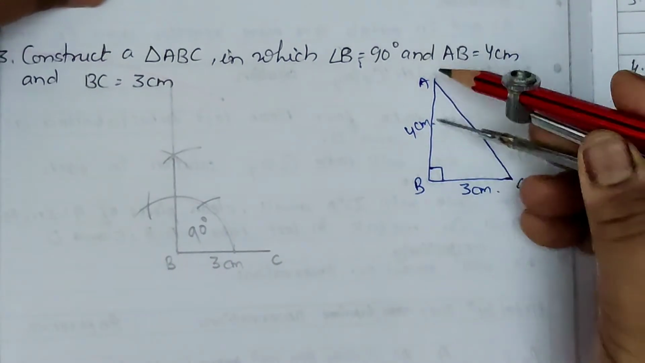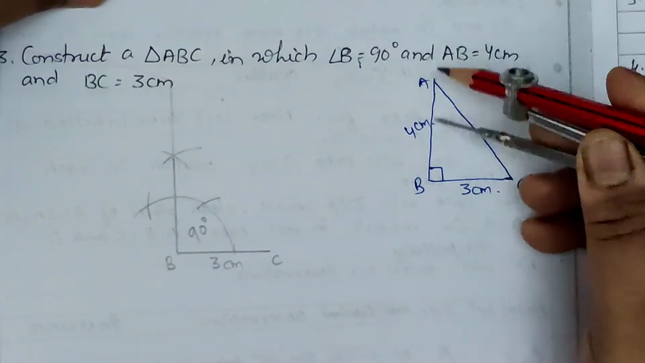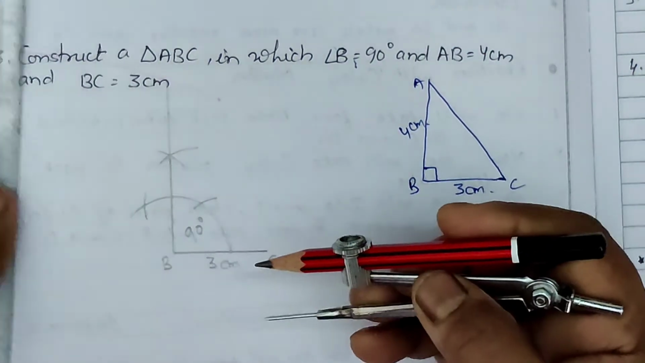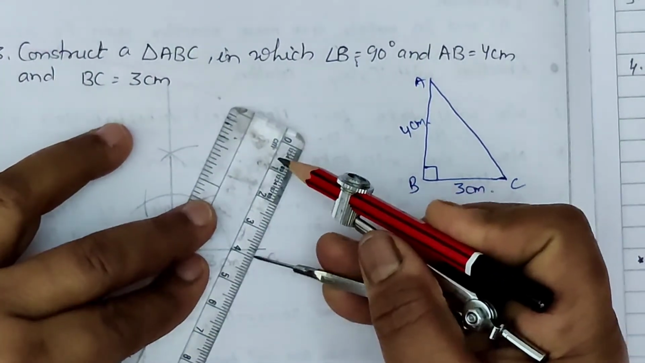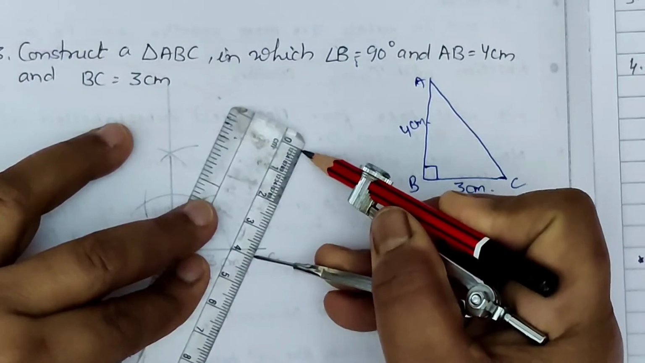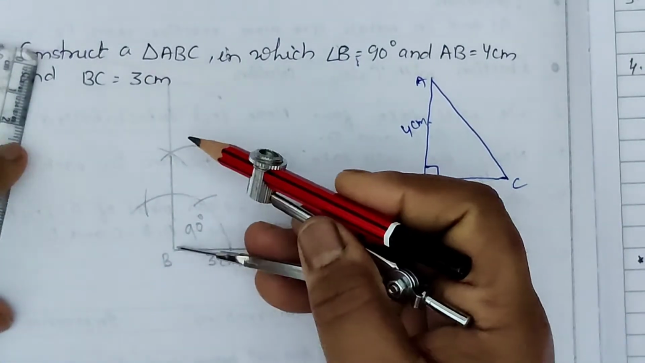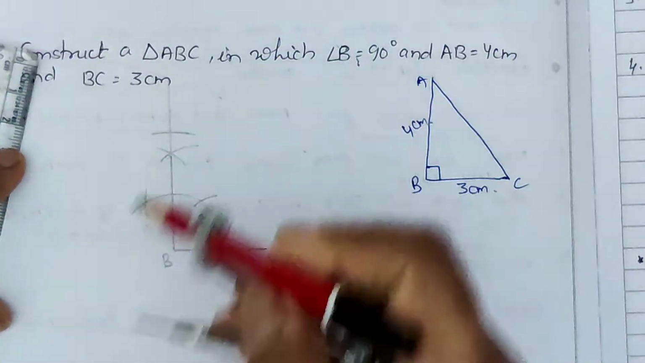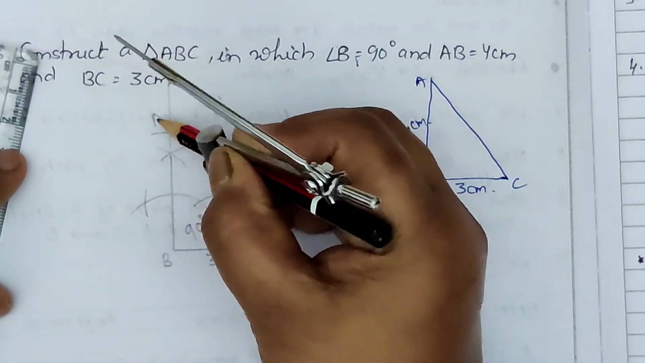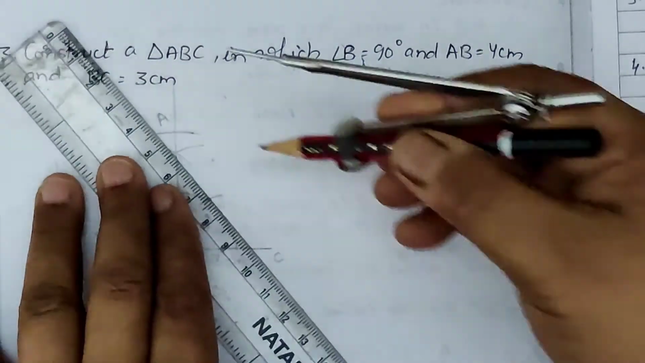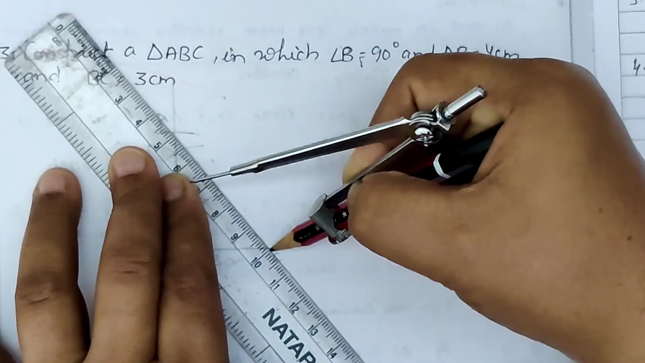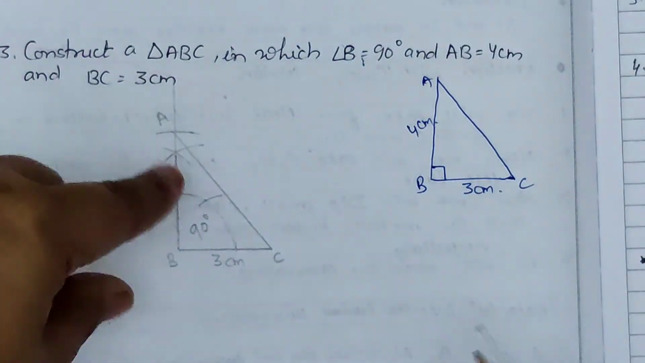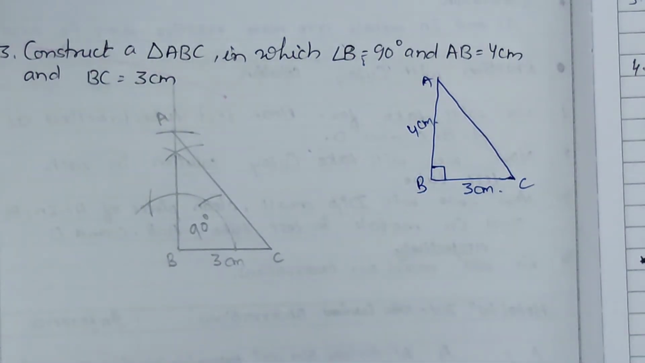Now cut an arc of 4 centimeter radius. Measure 1, 2, 3, 4. This is the 4 centimeters. This point is A. Join AC. Triangle ABC is the required triangle.